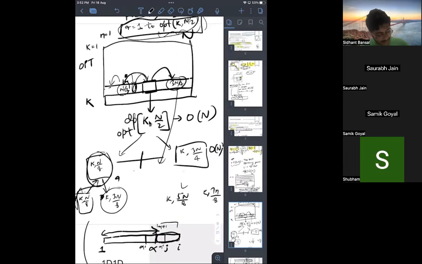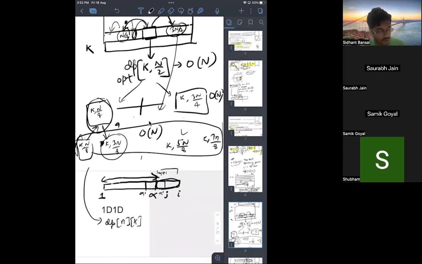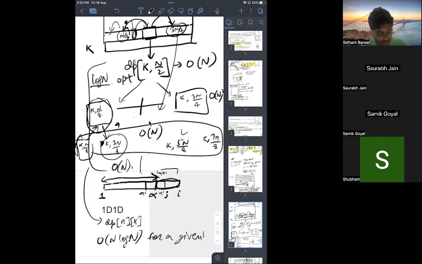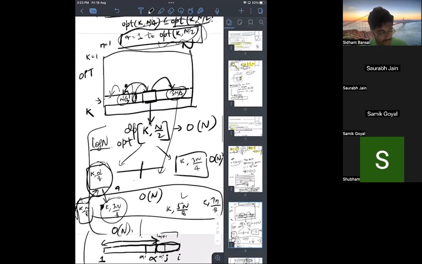And again, this layer will also cost you order n in total. I mean, that's the thing that I'm trying to reason here. And as you go down, you'll have at most log n such layers where calculating each layer will cost you order n. So total cost is n log n. And that's for a given k. That is for a given row, you did it in n log n. So total cost is k n log n.